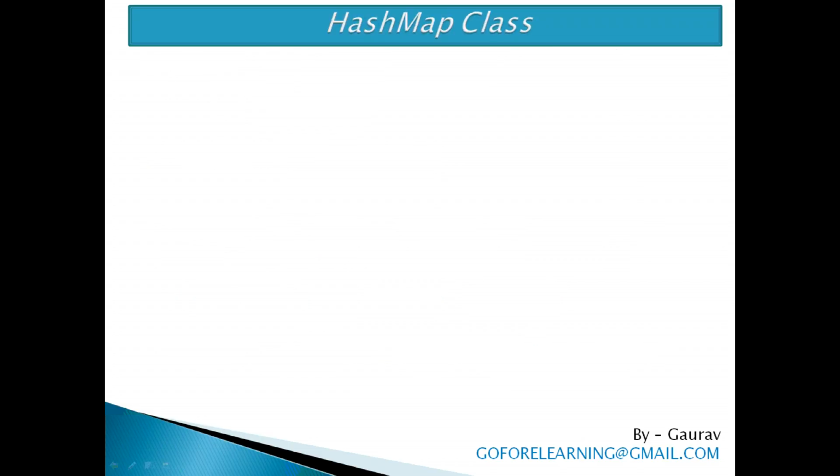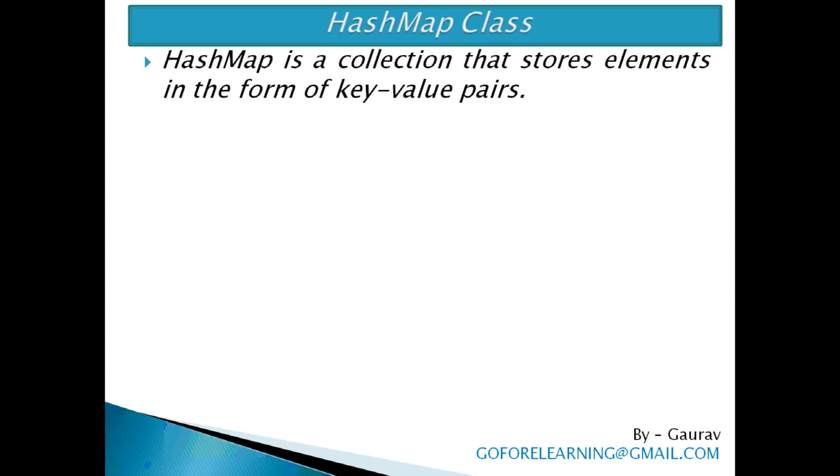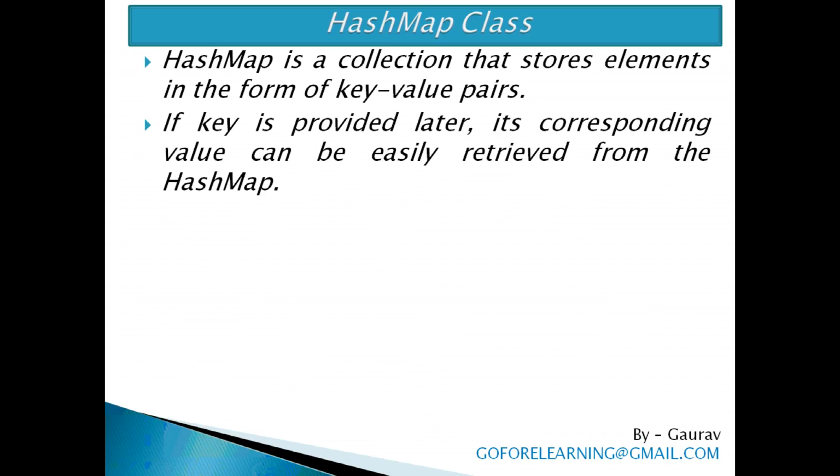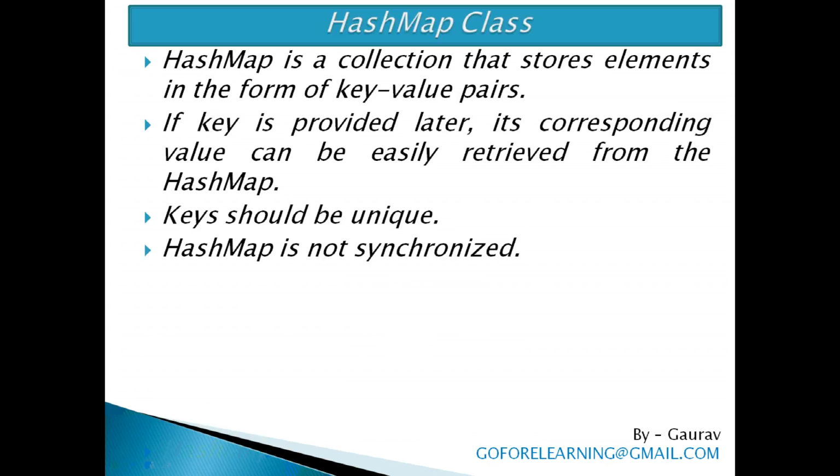Next is the HashMap class. HashMap is a collection that stores elements in the form of key-value pairs. If the key is provided later, its corresponding value can be easily retrieved from the hash map. Key should be unique. This means we cannot use duplicate data for keys in a hash map. However, HashMap is not synchronized.